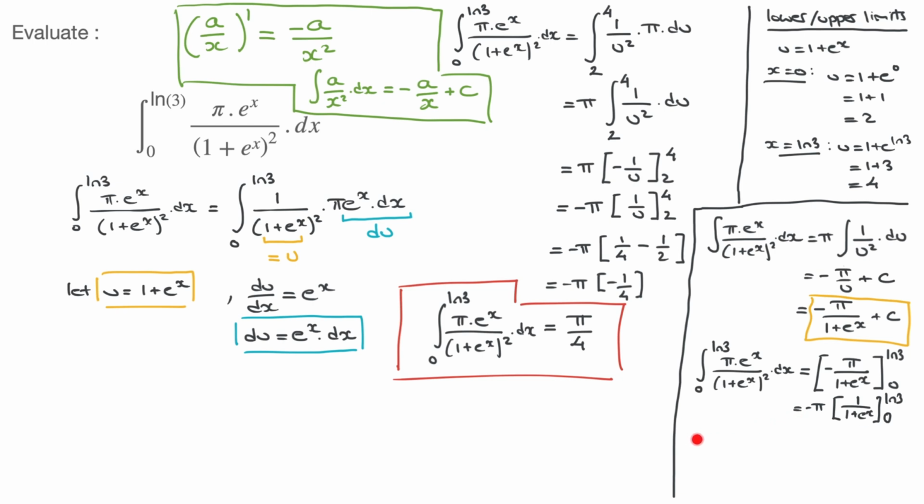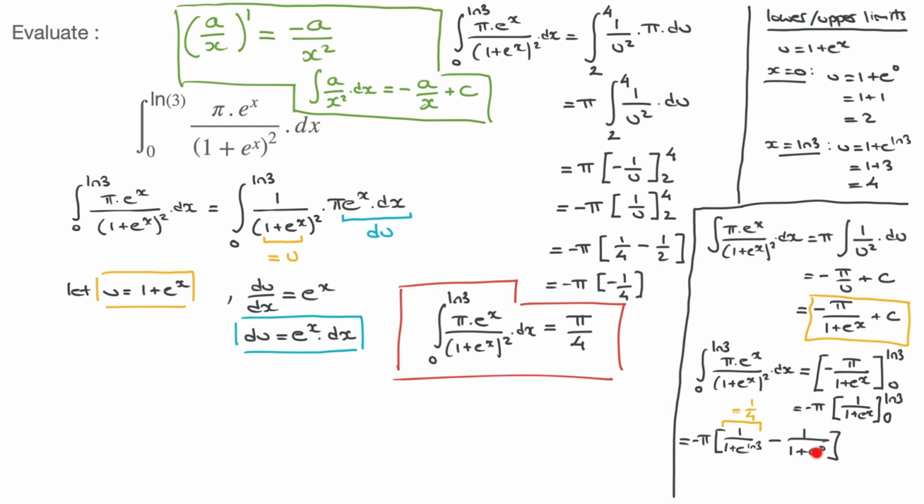And I'll move over to the left-hand side to carry on with my working here so I don't run out of space. That will equal negative pi times, in square brackets, 1 over 1 plus e of x evaluated when x equals ln of 3, that's the upper limit. So that's 1 over 1 plus e of ln of 3, minus 1 over 1 plus e of x evaluated when x equals 0, that's the lower limit. So that's 1 over 1 plus e of 0. And now, since e and ln are inverses of each other, this e of ln of 3 turns into 3. And so this first fraction turns into 1 over 1 plus 3, which is 4. So this first fraction here is just equal to 1 over 4.